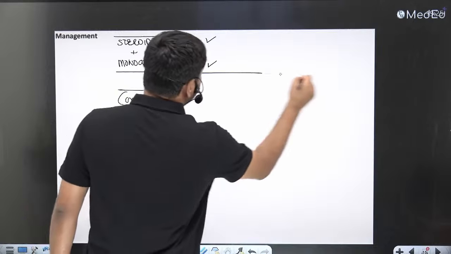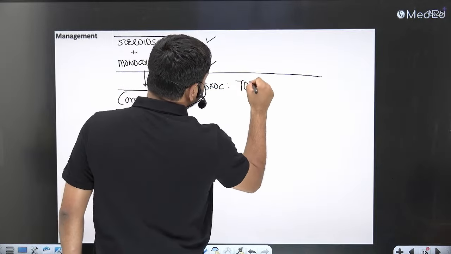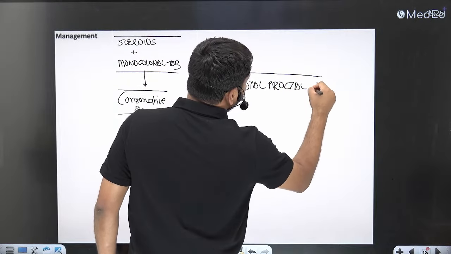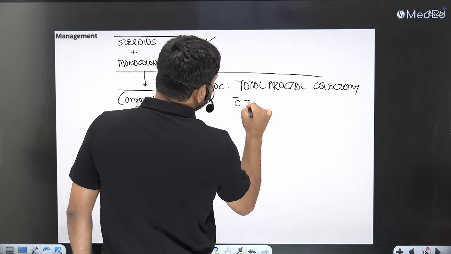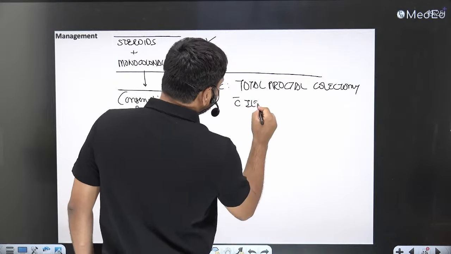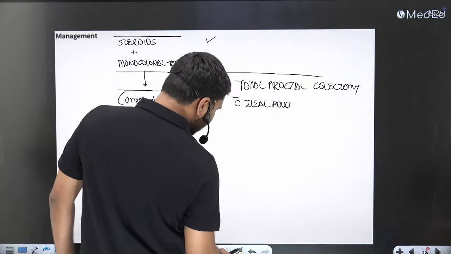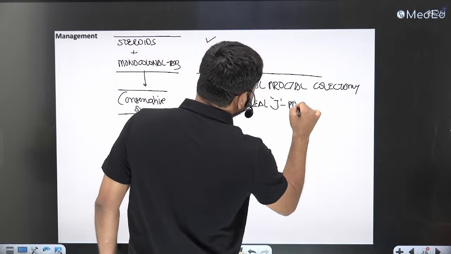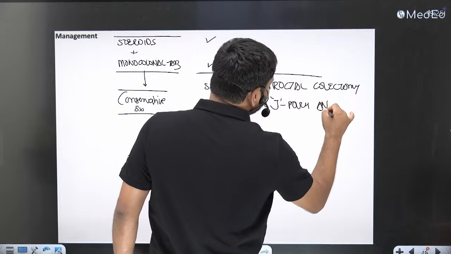Whereas here, if it is not responding, the surgery of choice will be total proctocolectomy with ileal pouch, the ileal J pouch. We have the ileal J pouch with ileal J pouch anal anastomosis.